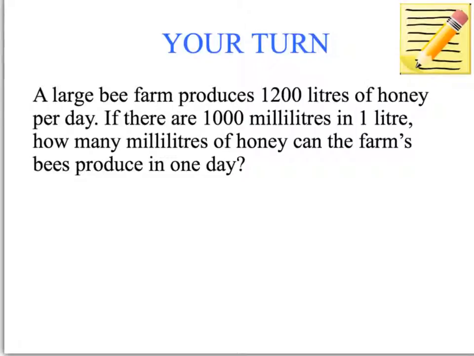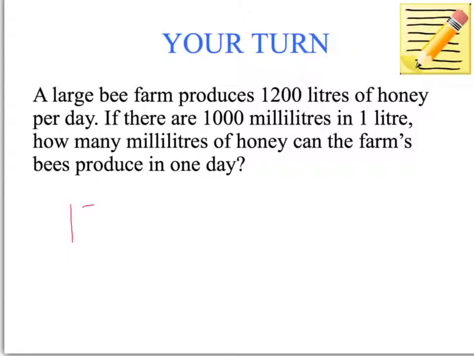To do, as always, pause the video and have a go and see if you can get the correct answer. Some of you may even be able to do this in your head, but I want you to show your working as always. A large bee farm produces 1,200 litres of honey per day. If there are 1,000 millilitres in 1 litre, how many millilitres of honey can the farm's bees produce in 1 day? Now, it's in litres, so we actually need to change it to millilitres. And there are 1,000 millilitres in 1 litre. So we need to work out how many millilitres there will be in 1,200 litres. So we need to multiply it together.